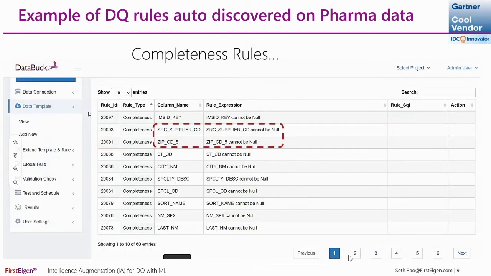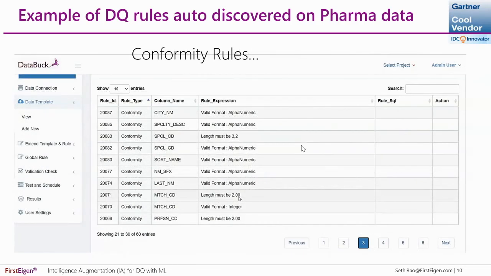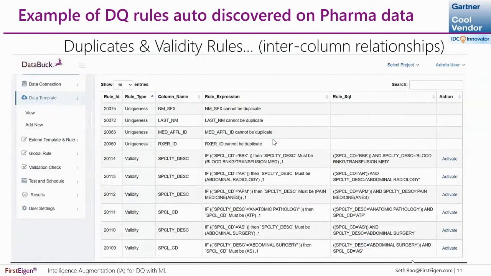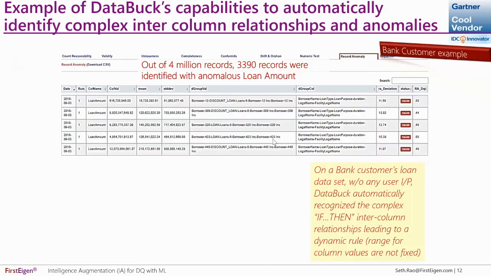Here are a few examples of actual data quality rules auto-discovered by DataBuck with zero human input. Starting with some essential rules for data completeness, it also auto-discovered conformity rules like specialty code must conform to 2 or 3 character length. The match code must be a 2-digit integer. Some examples of validity rules, which refers to the validity of intercolumn relationships. If the specialty description is abdominal surgery, then the specialty code must be AS. And uniqueness rules, like the medical affiliate ID cannot be a duplicate.